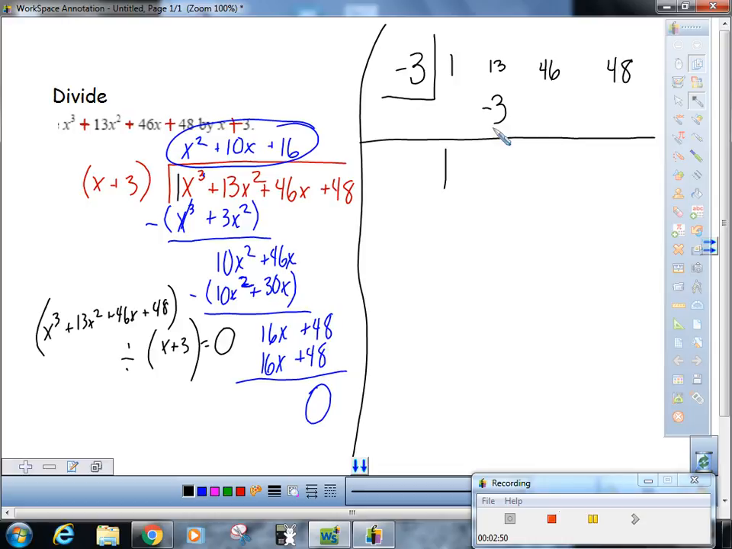Now, instead of subtracting, you add. What is 13 plus negative 3? That is 10. It's really the same thing as subtracting. Hopefully that's how you think of it. It's really no difference. Okay?